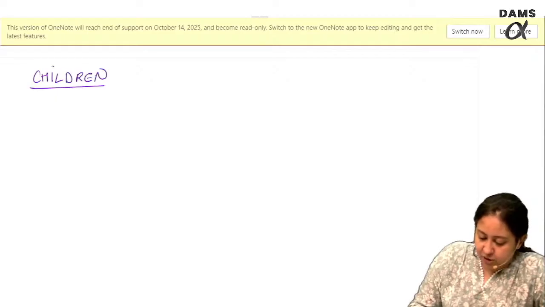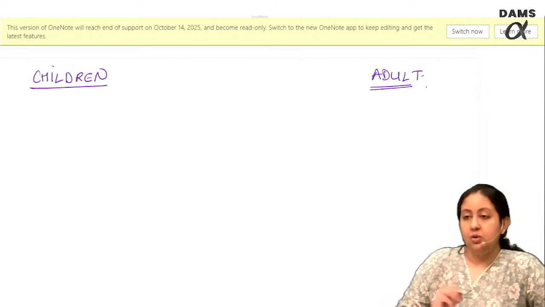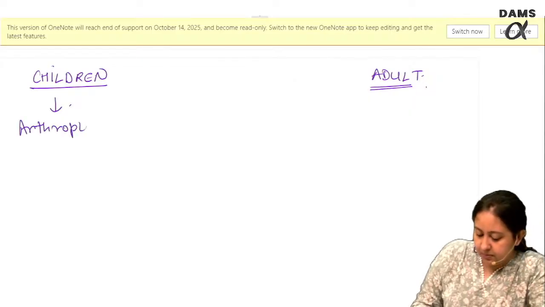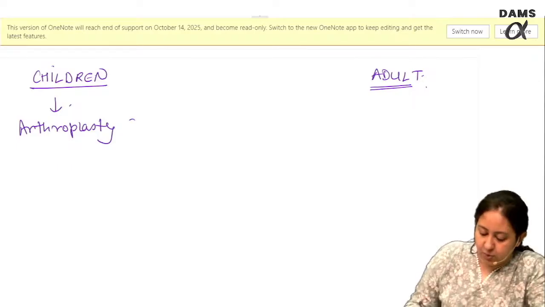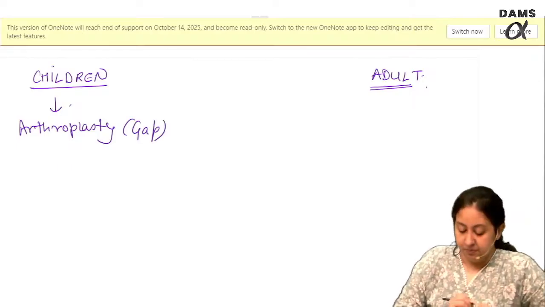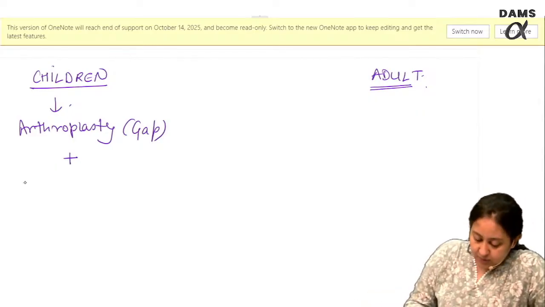Children or pediatric patients and adult patients. Here in children you will do an arthroplasty, which will be a gap arthroplasty. You will create a gap. You will give a glenoid fossa lining material.